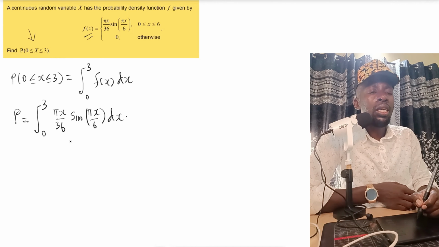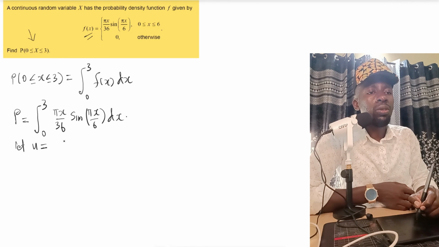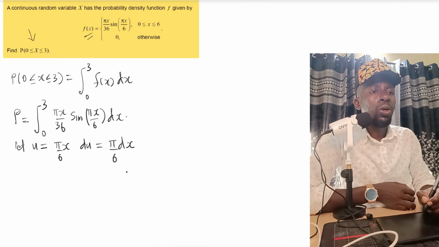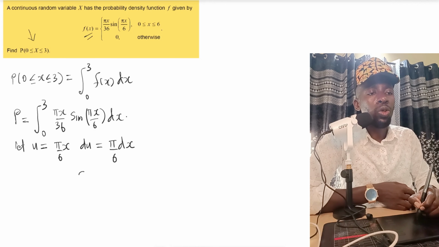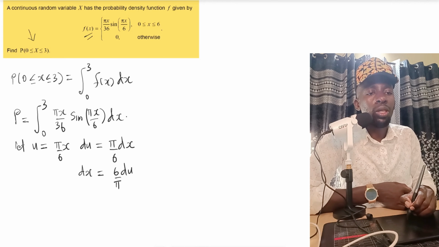So what next here? Here we can apply integration by substitution. Let u be equivalent to pi over 6 x. Let us differentiate, so du will be equal to pi over 6 dx. Then we can make dx the subject, so dx equals 6 du over pi. Then let us return back to the question.